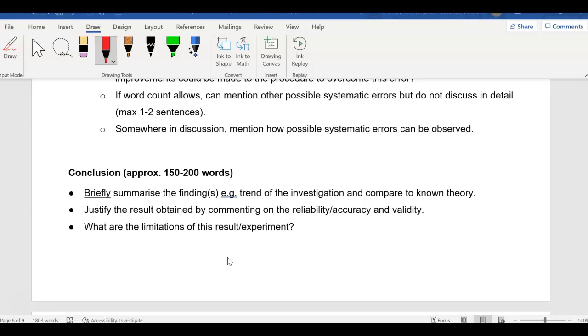I hope that helps. Of course, you can come and ask questions if you need a bit more assistance with how to write up your final prac report.